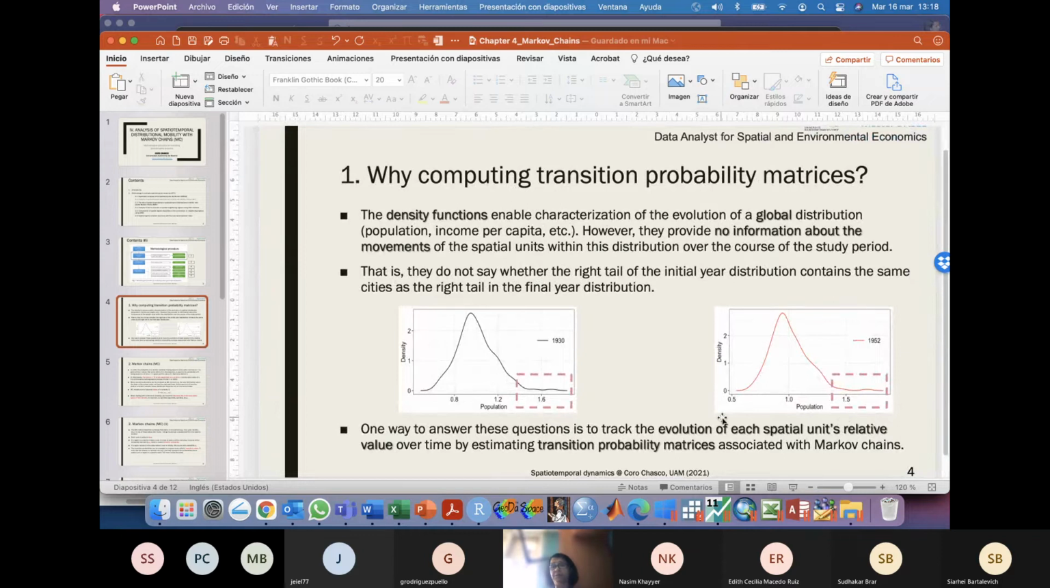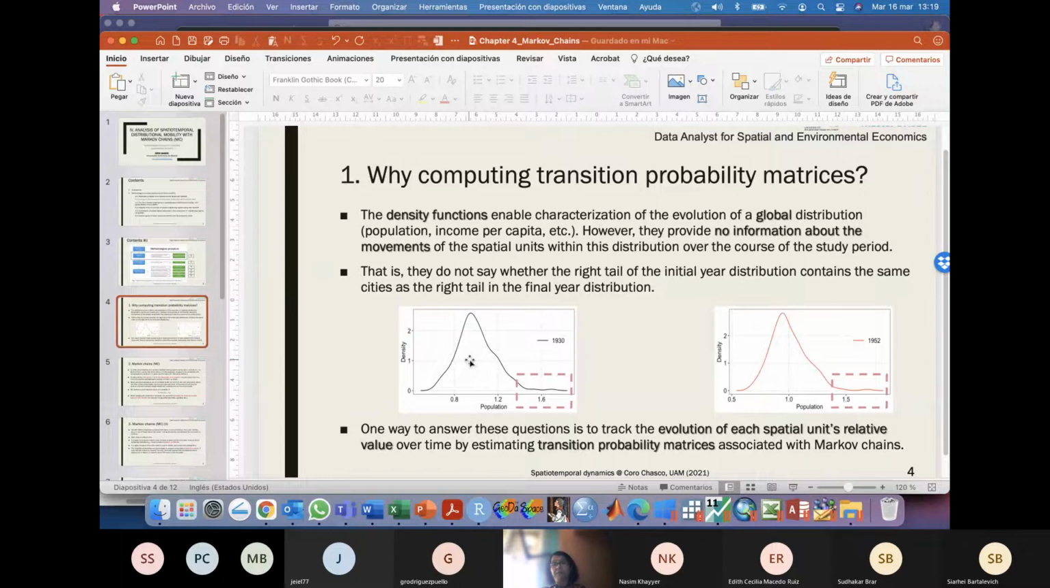So the density functions enable the characterization of the evolution of a global distribution. So this is the idea. We are analyzing a global distribution and the shape of this global distribution. So by global distribution, I mean population, income per capita, or the CO2 emissions, or whatever other phenomena. However, the density functions do not provide information about the movements of the spatial units within this distribution over the course of the study period.